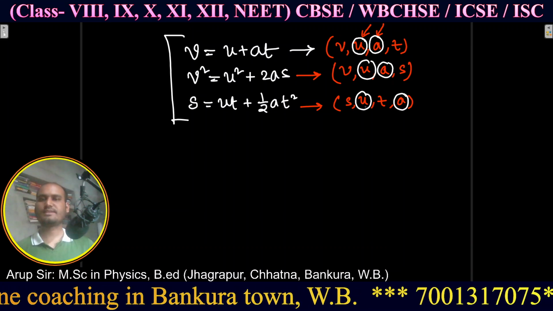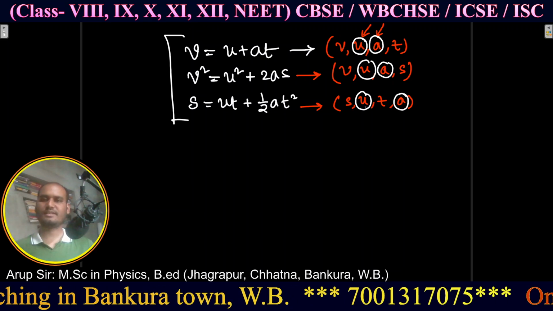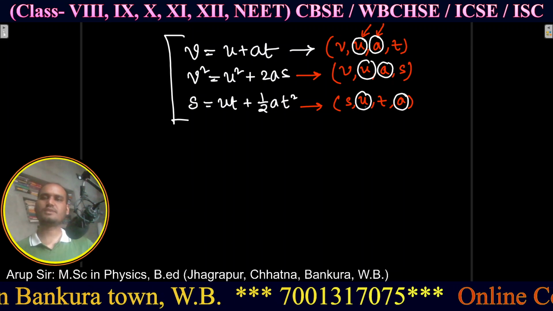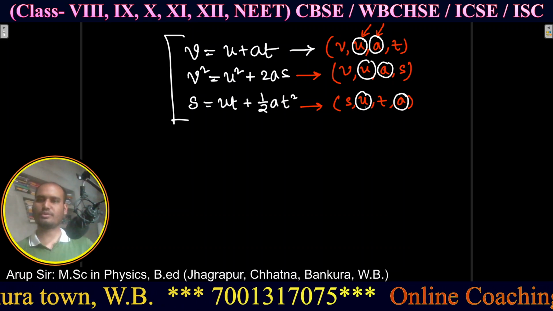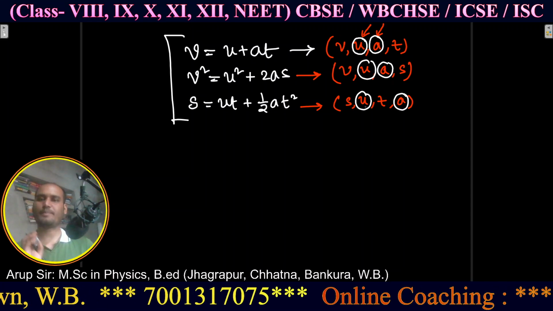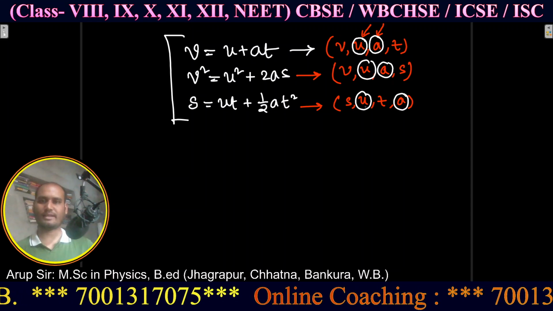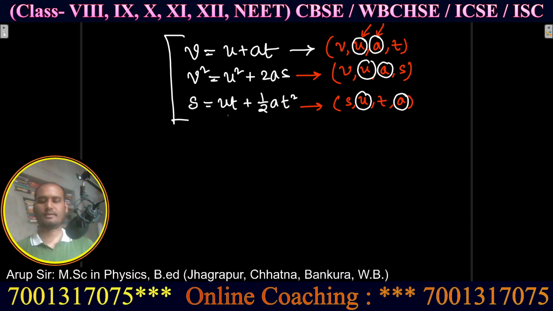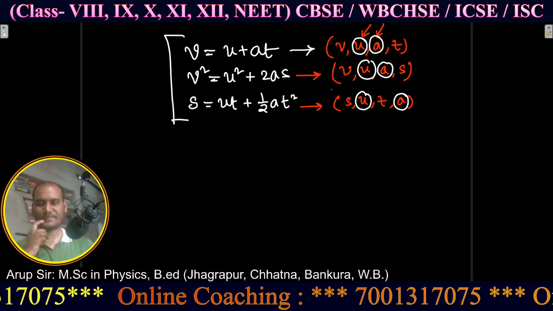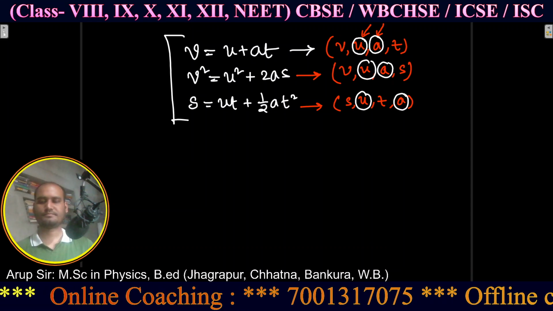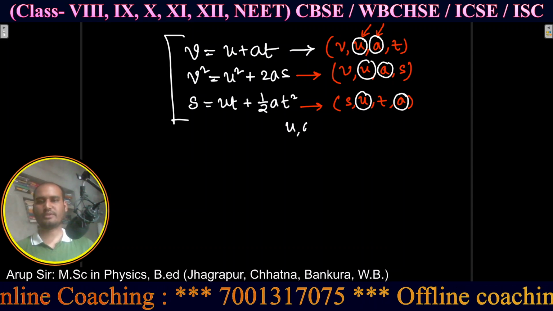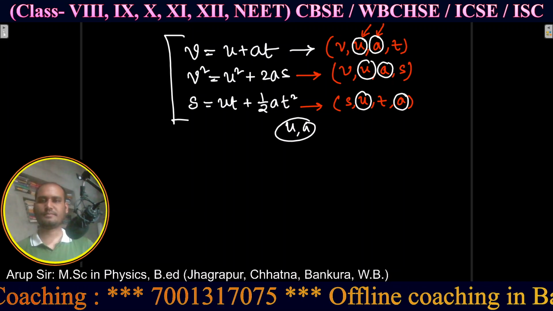Okay, so basically v equals to u plus at, these three are the formulas where u and a terms are common, and also the most vital parameters are u and a. This is the main fact. So u and a, these are the main things.